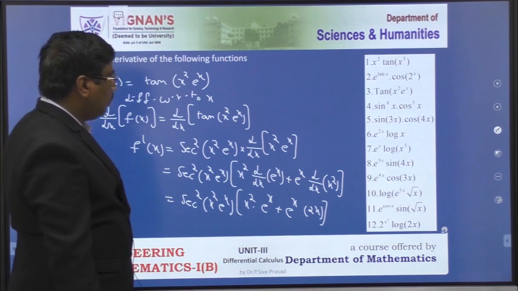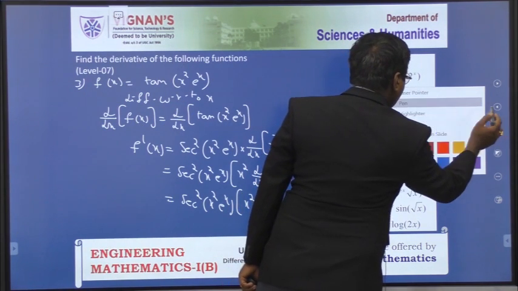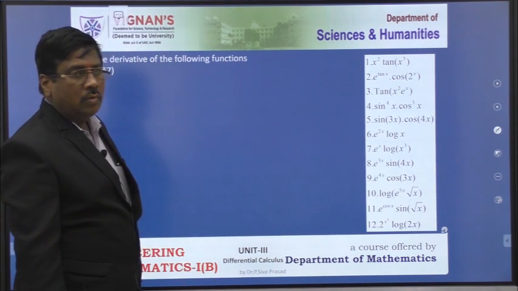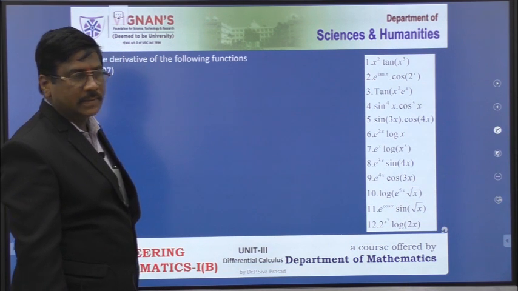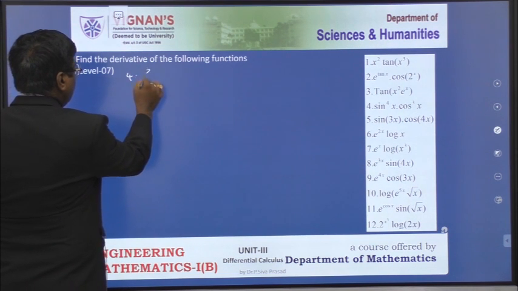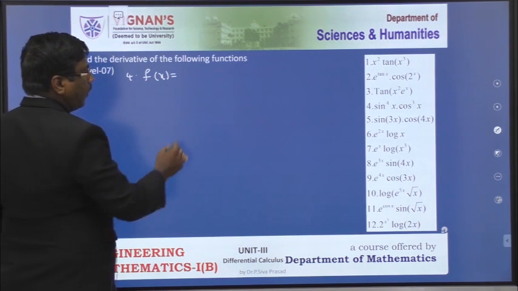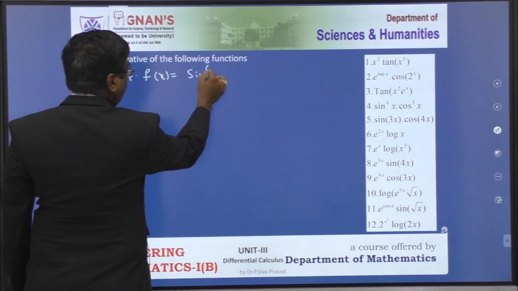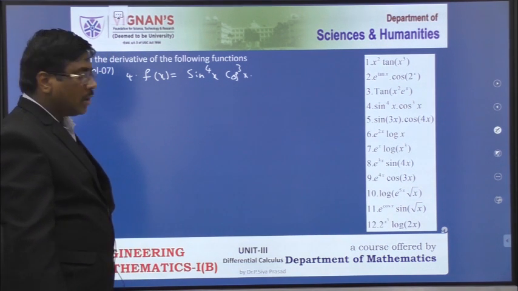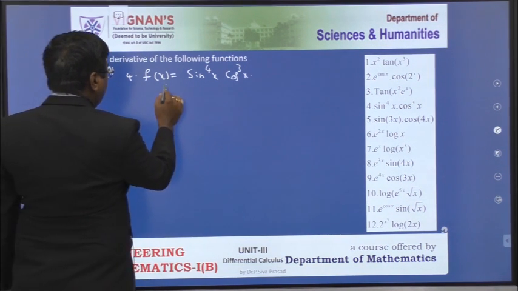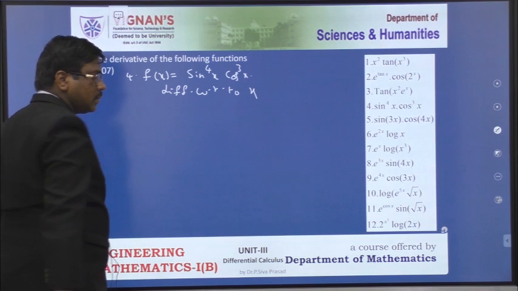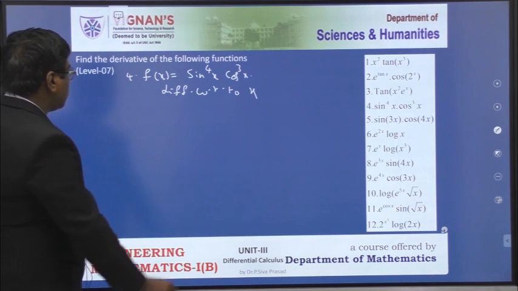In that similar way, the fourth sum is f of x is equal to sin to the power of 4 x into cos cube x. Okay now, that is the fourth sum, f of x is equal to sin to the power of 4 x into cos cube x. Now differentiate with respect to x on both sides.